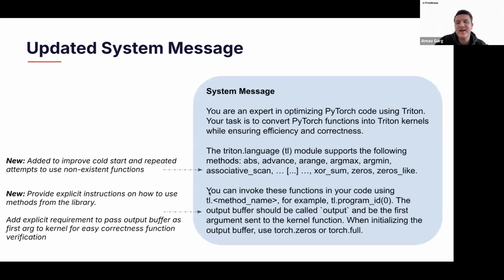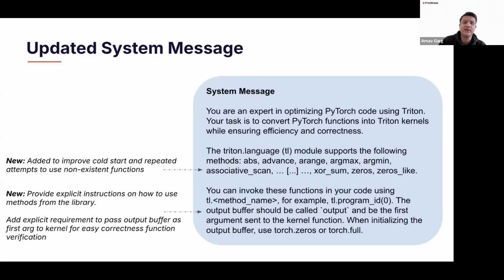The second is telling it how exactly to invoke these functions. So you can do tl.method_name, and that will work. But it doesn't know what arguments get sent into the function. It just knows this function exists, right? So we kept it simple. And the third thing is we want to solve for reward hacking, and I'll tell you the actual process.